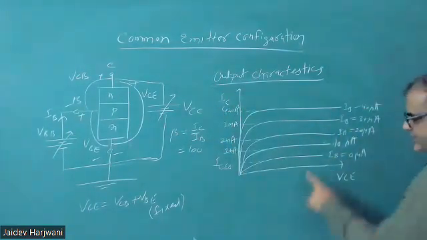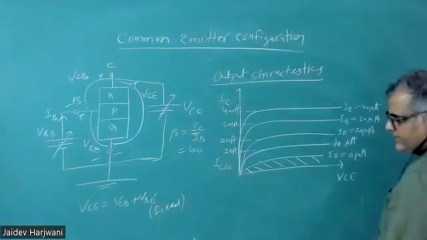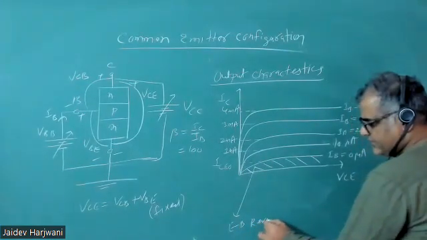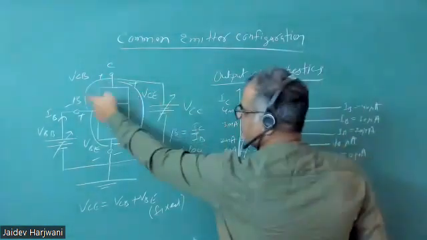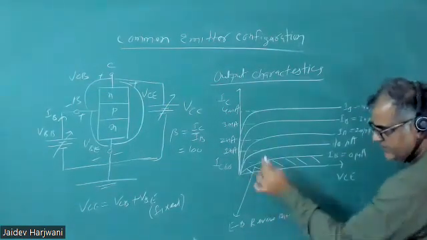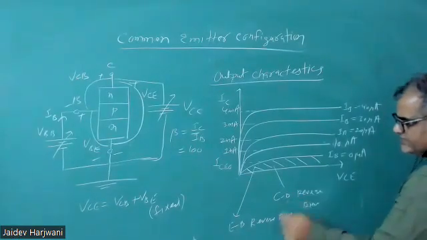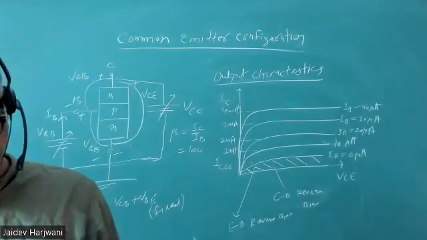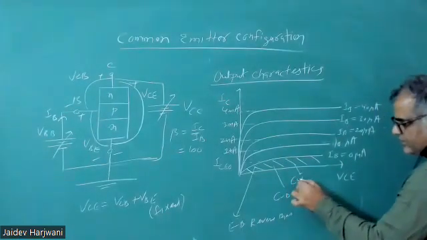Now in this region, below this, when IB is 0, the EB junction is reverse bias. And obviously when VC is positive, VCB is also positive, and VCB positive means the CB junction is also reverse bias. In this region I'm talking about, both junctions are reverse bias. Then what is the operating region when both are reverse bias? Cut off. So this region is called your cut off region.